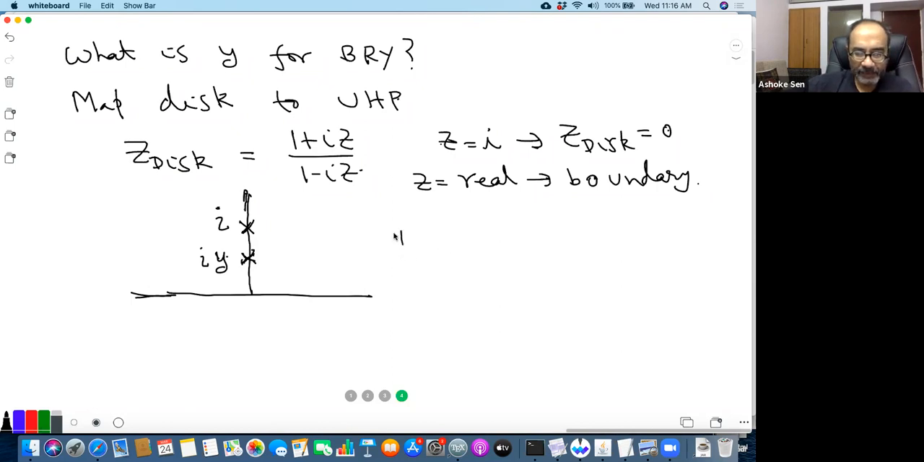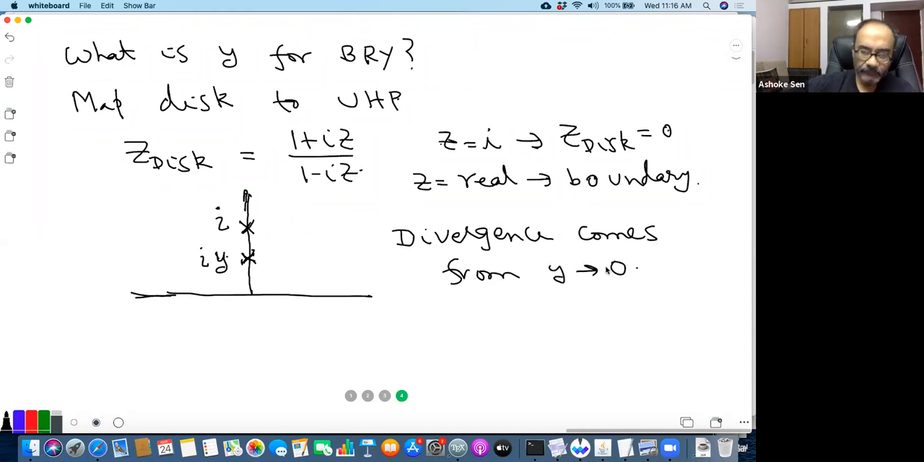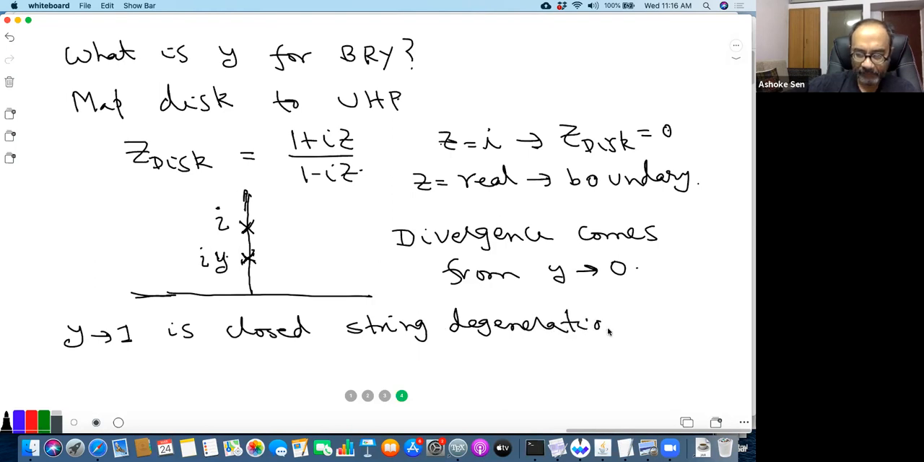And the divergence that we see comes from y goes to 0. Now you may wonder, what about the vertex operators colliding? y goes to 1, of course, also has divergence. y goes to 1 is closed string degeneration, because this corresponds to collision of two closed string vertex operators. And this could produce divergence.